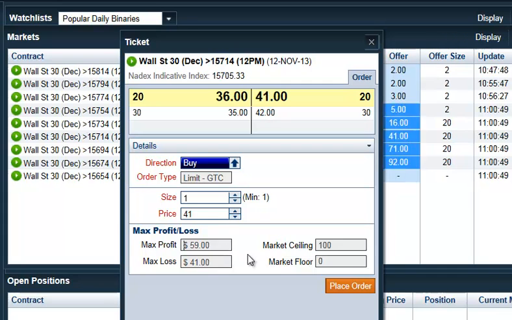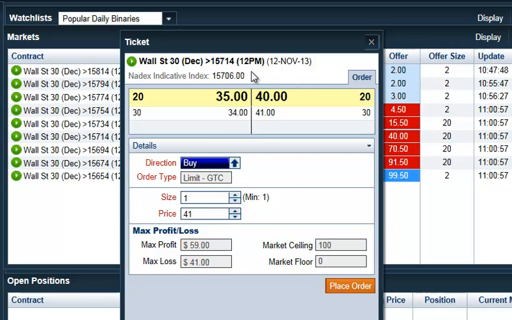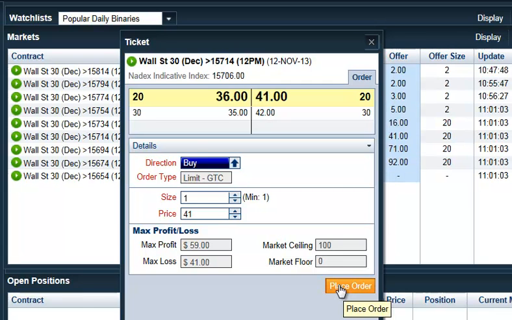Now I would only win this trade if the market closed above 15,714. If the market didn't close above that, I would lose my particular trade. And then the next thing you would do is just place the order, and you would own that particular trade.